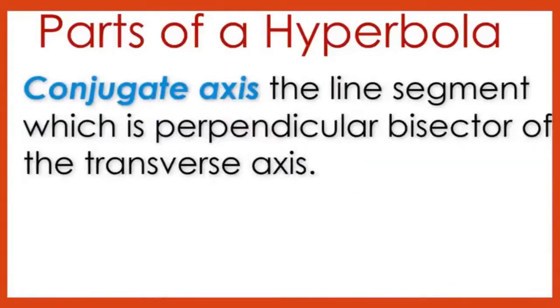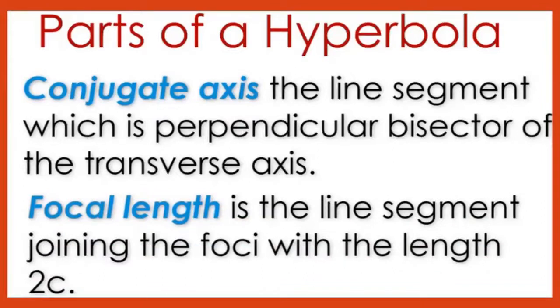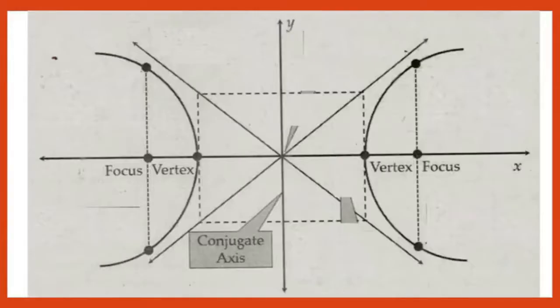Next, we have the conjugate axis. It is the line segment which is perpendicular bisector of the transverse axis. Okay. We have the focal length. It is the line segment joining the foci with the length 2c. Okay. Ito yung ating conjugate axis. Okay.